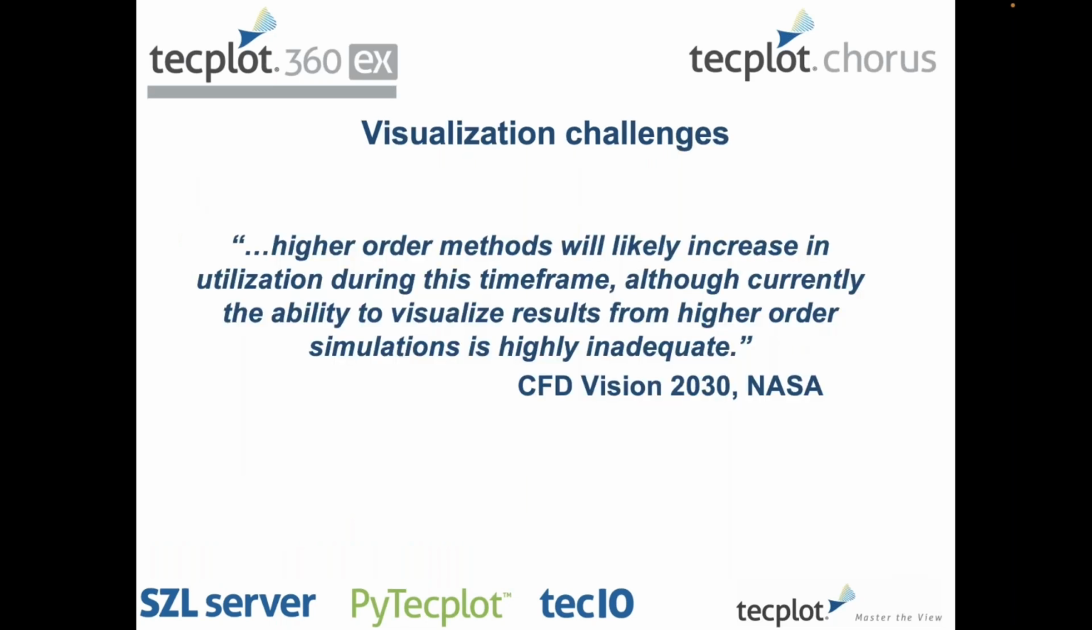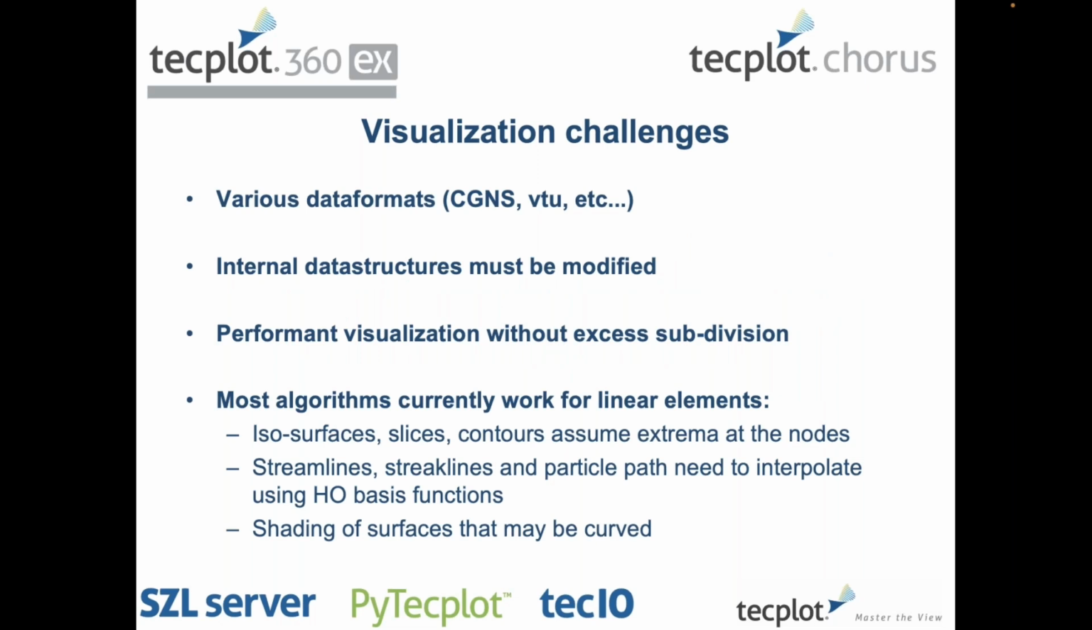So here is a small quote from the CFD Vision 2030. That's a paper made by NASA that you've probably heard about. So just a quick quote: higher order methods will likely increase in utilization. Also, currently the ability to visualize results from higher order simulation is highly inadequate. That basically means we need to come up with new solutions to visualize those higher order elements to be able to accurately represent the simulation.